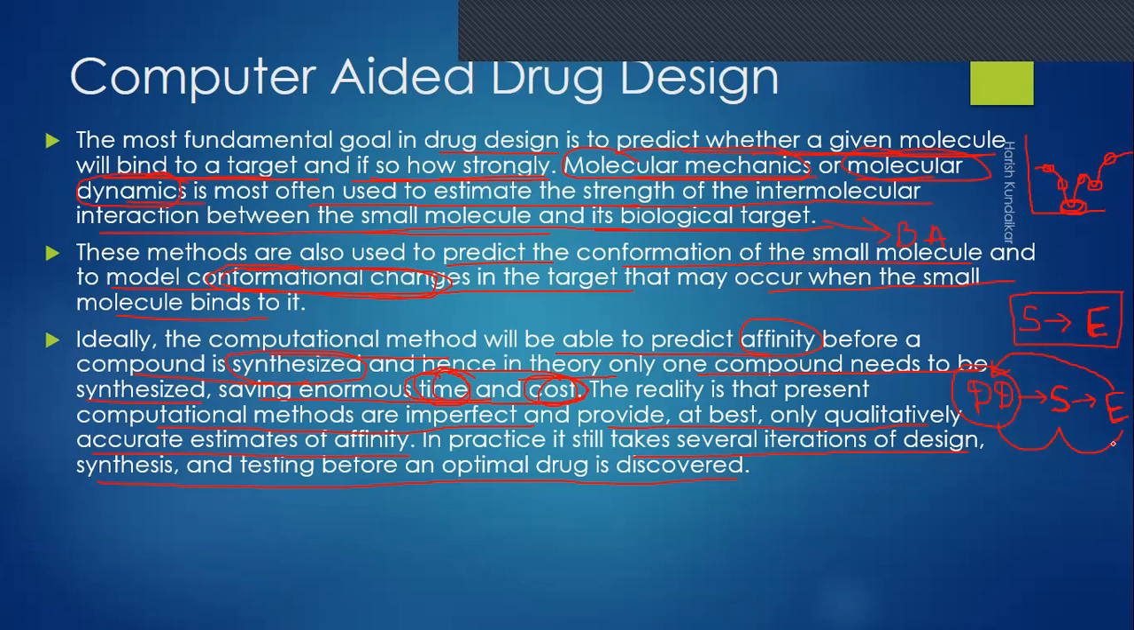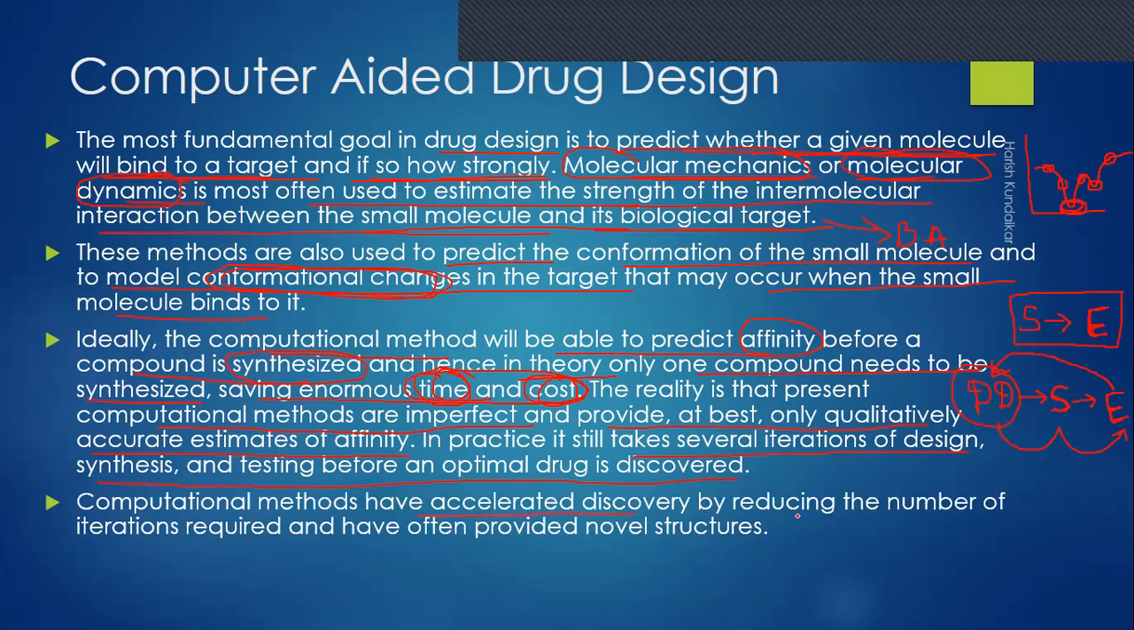However, computer-aided drug design has reduced the number of these iterations. तो पहले synthesis करो, evaluate करो, फिर से synthesis करो, evaluate करो, बहुत बार करना पड़ता था. उससे better is drug design, which has reduced the number of iterations that are required. Okay, so computational methods have accelerated discovery by reducing the number of iterations required and have often provided novel structures. Many a times novel structures have been discovered. Okay, so that is how computer-aided drug design has actually helped.